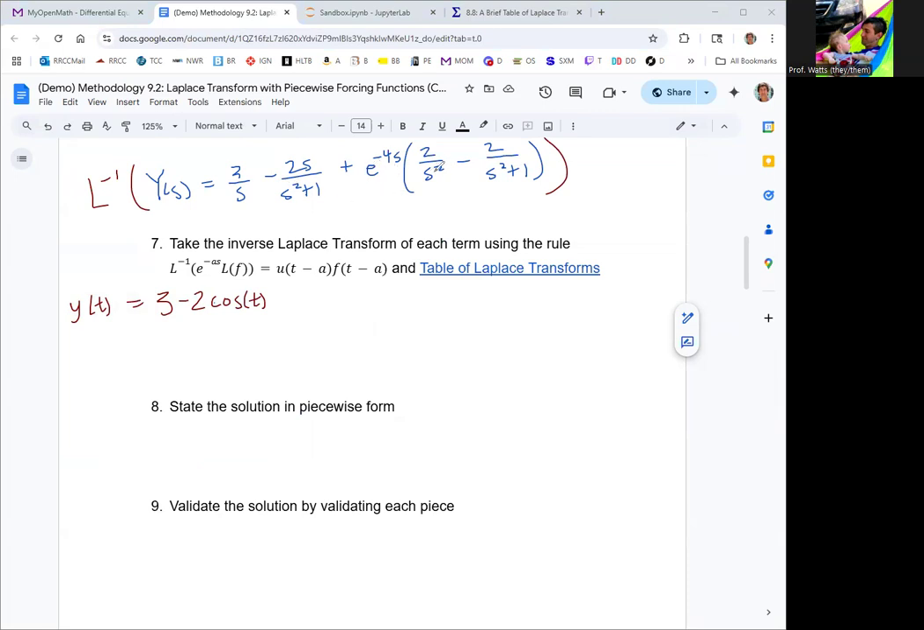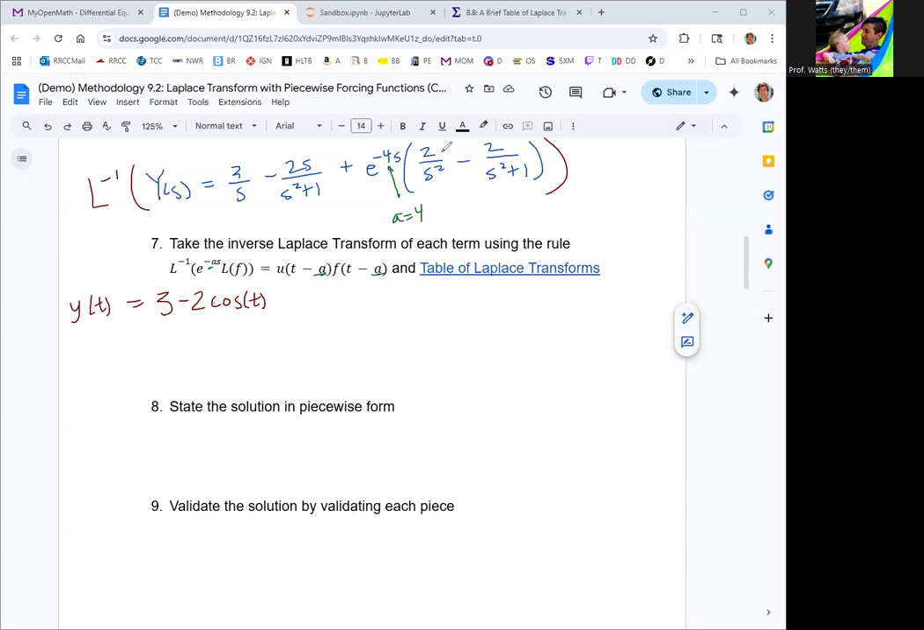Now with the last part, with the exponential, remember the exponential came from the unit step function. And so it's going to come back as the same unit step function so that we get a piecewise solution. And again, you're going to identify a, those should be the same a value as before. And so we can see here that a equals 4. And then you're going to take the inverse transform of the function and then shift by subtracting a. So we need to take the inverse transform of those pieces.